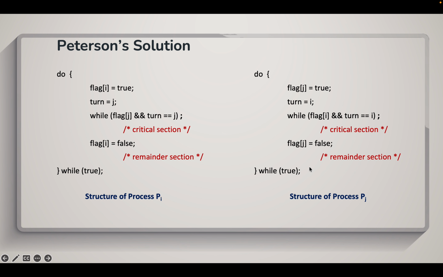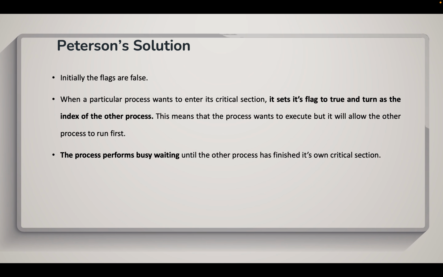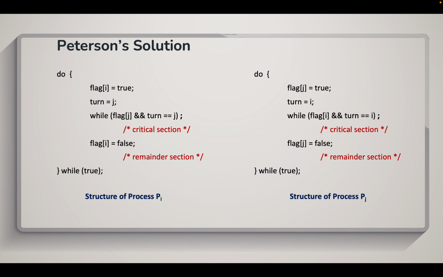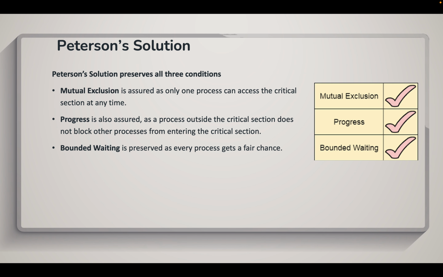The same thing is written here for PJ. PJ sets flag of J to true and gives the turn to the ith process. If flag of I and turn of I are true, then it will wait for the ith process. If both conditions are false, it will enter its critical section, and once finished, it sets the jth flag to false, so that the ith process can enter. That is what is explained here, Peterson's solution, whatever I explained in this algorithm.